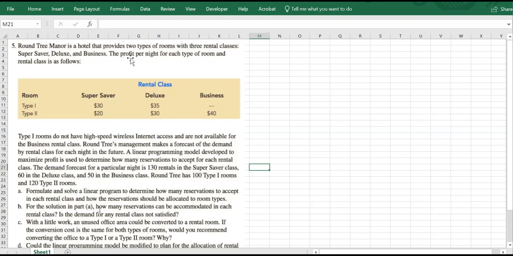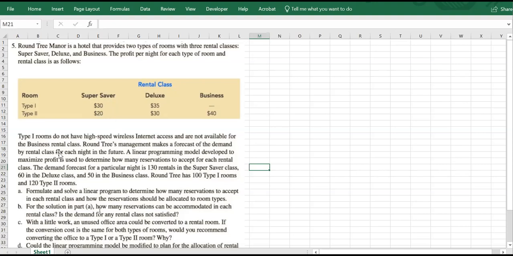In this table, we have the profit per night for each type of room and rental class. So let's say if they allocate one room of type 1 to super saver, they're going to make a net profit of $30. But that's given that they can rent it. There should be a demand for that, right? Given that there is a demand, if they succeed to rent a room type 1 to super saver class, they're going to make a profit of $30.